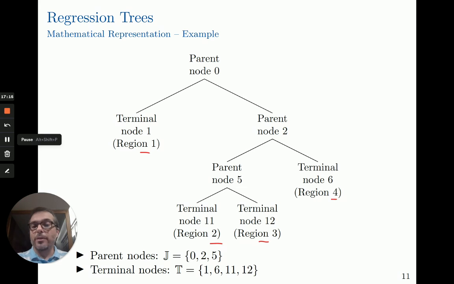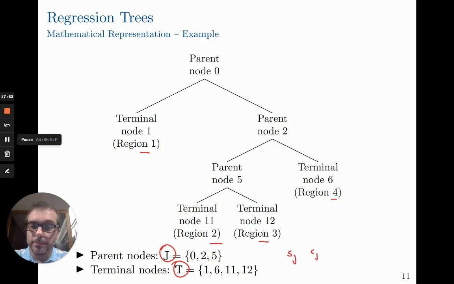So which are the sets of parent nodes? 0, 2 and 5, and the terminal nodes 1, 6, 11, and 12. So this is great because if I give you J and T, you can draw the tree. You draw the structure of the tree. Then if I complement with the SJs and the thresholds, CJs, then you have the full structure of the tree, including all the parameters, right?